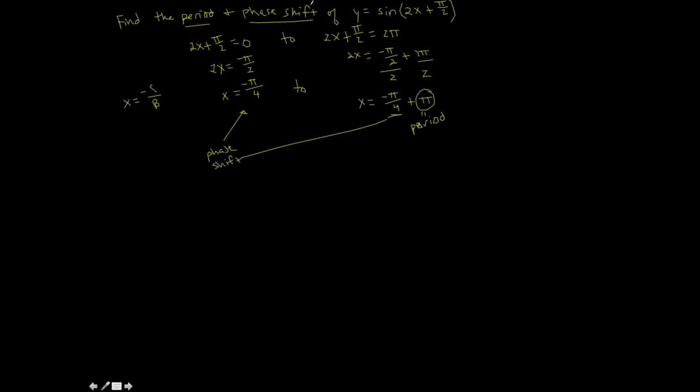Okay? But what is the interval of one full cycle? What is one full cycle of this graph? Well, we know it starts at negative pi over 4. Well, where does it end? Well, you need to finish this problem out. So this is negative pi over 4 plus 4 pi over 4 once you get a common denominator here. And so that's going to give you 3 pi over 4.